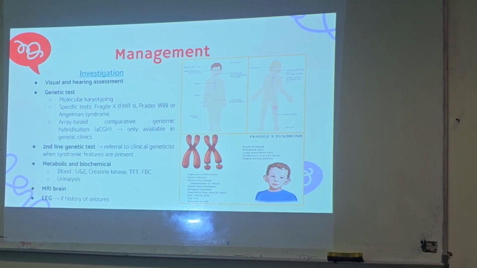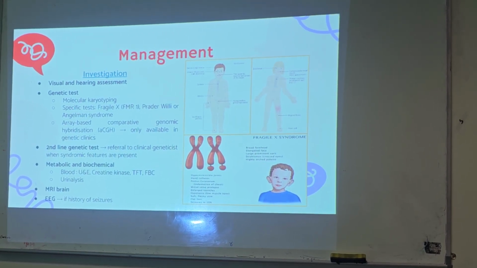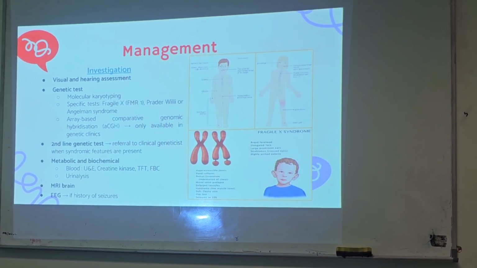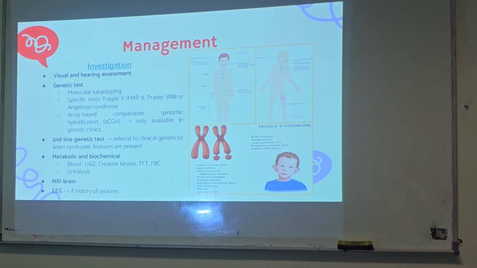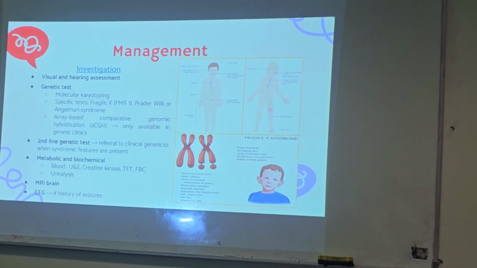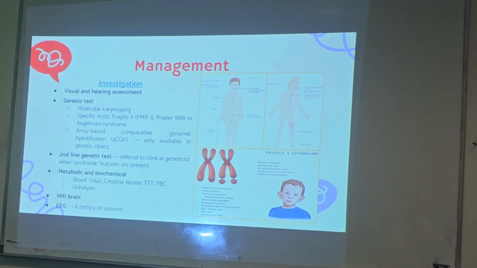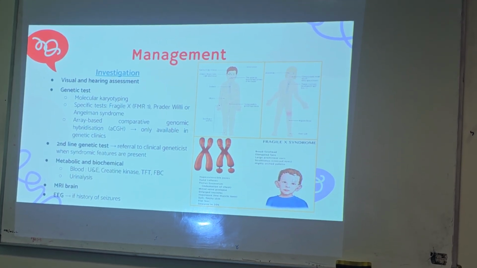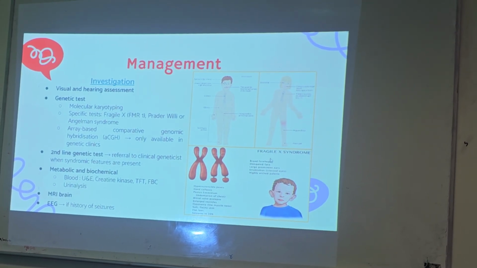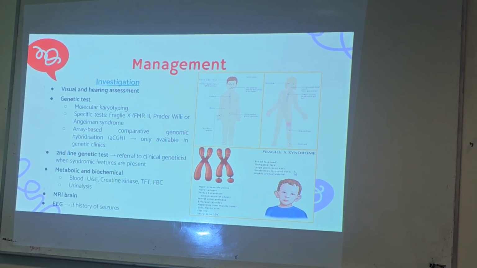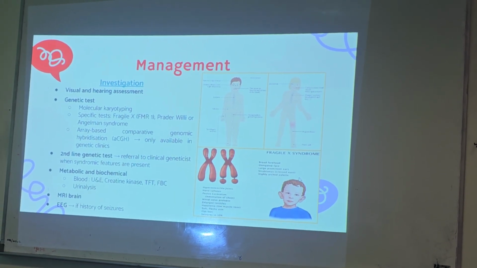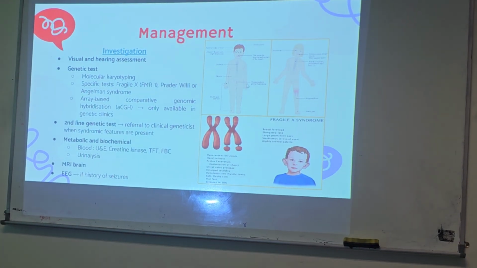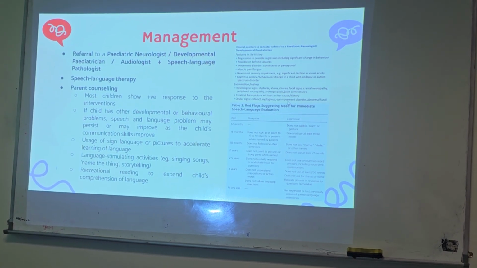And then if you pick up any dysmorphism on physical examination, you would like to proceed with genetic testing, which includes molecular karyotyping, or you can request specific tests to identify syndromes like Fragile X. Fragile X is actually this little boy here. They will present with a broad forehead, elongated face, large prominent ears, strabismus, and also a high arched palate. Other than that, you can also request specific tests for Prader-Willi and Angelman syndrome.